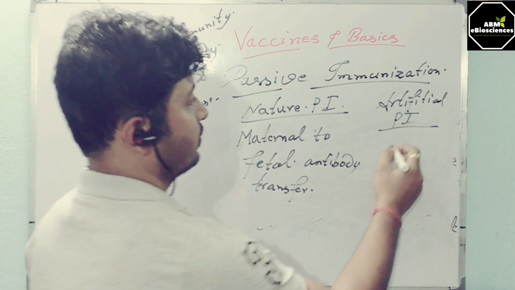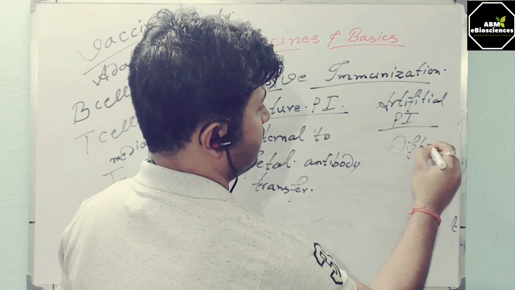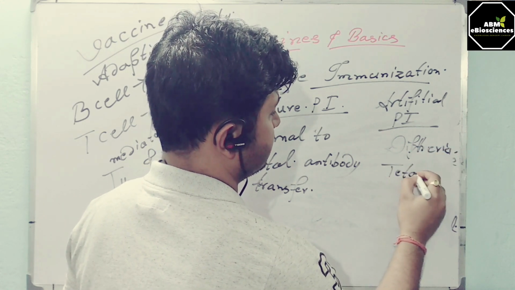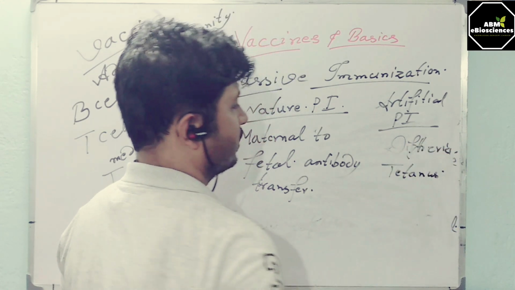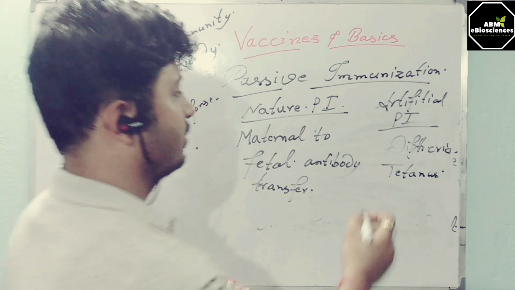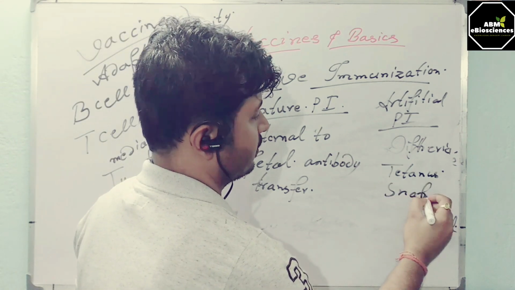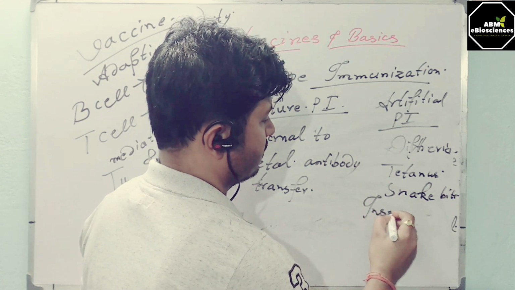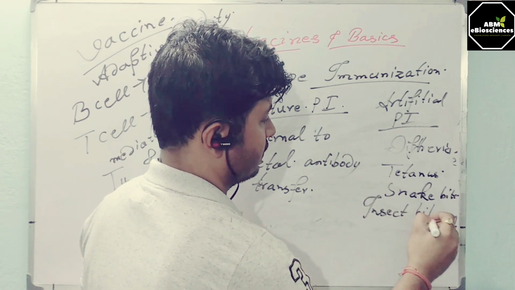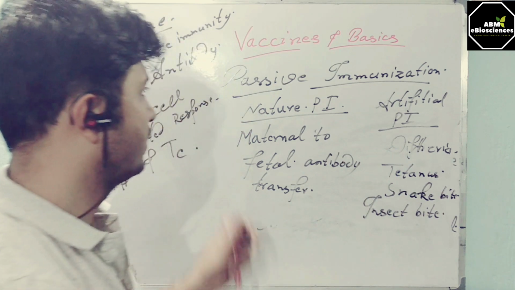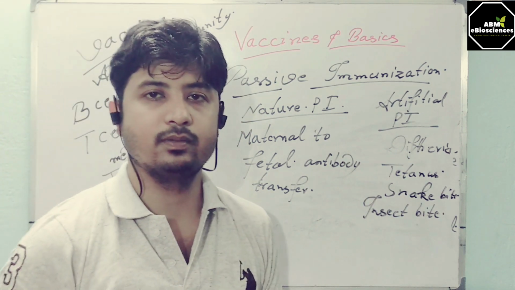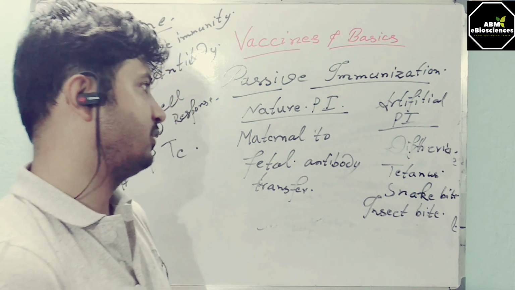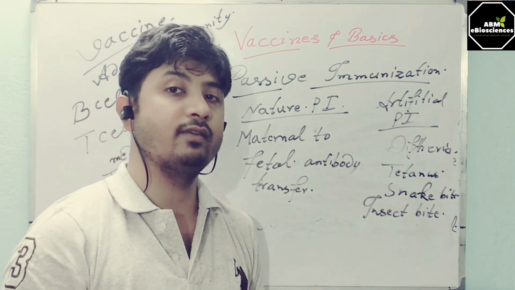You can write some examples over here: diphtheria, tetanus, snake bite or insect bite. So these are the natural and artificial passive immunization examples. But there are several advantages, and there are some disadvantages.